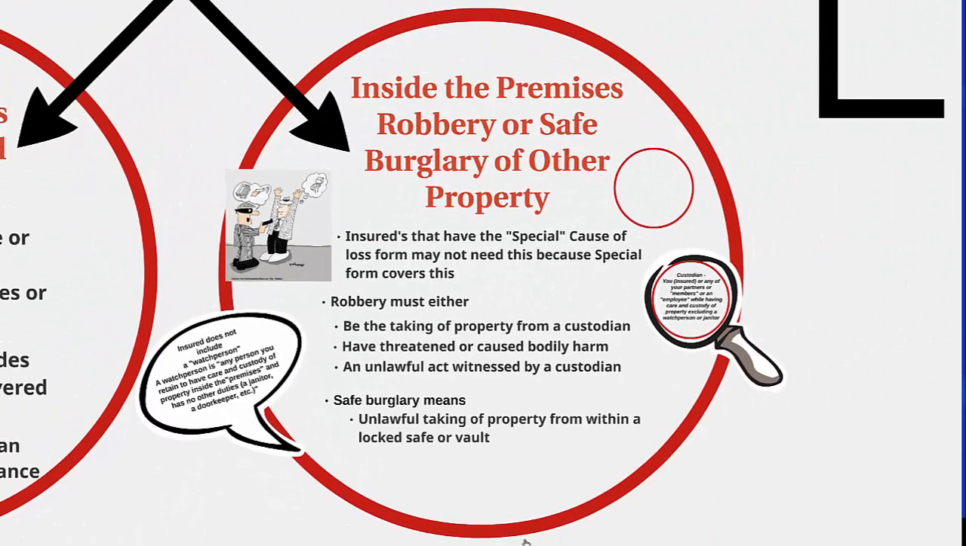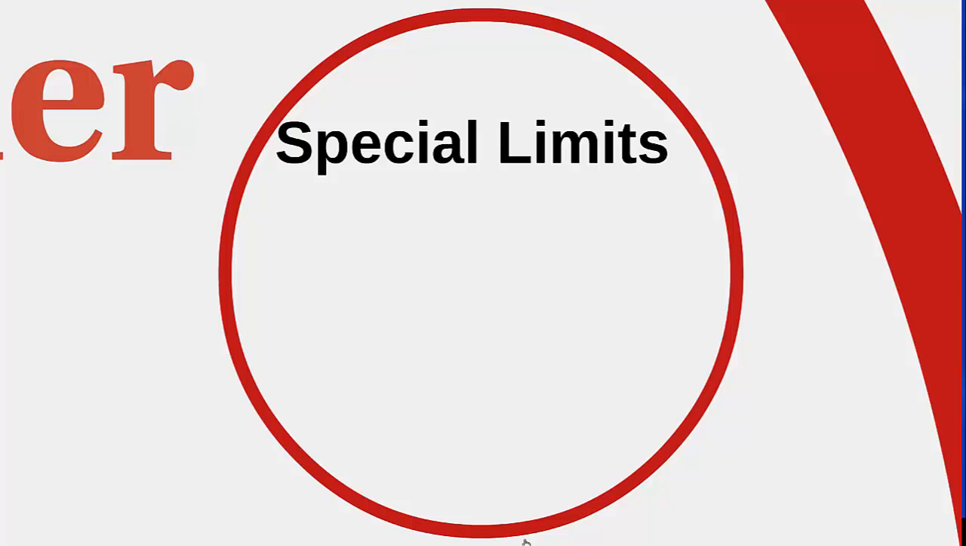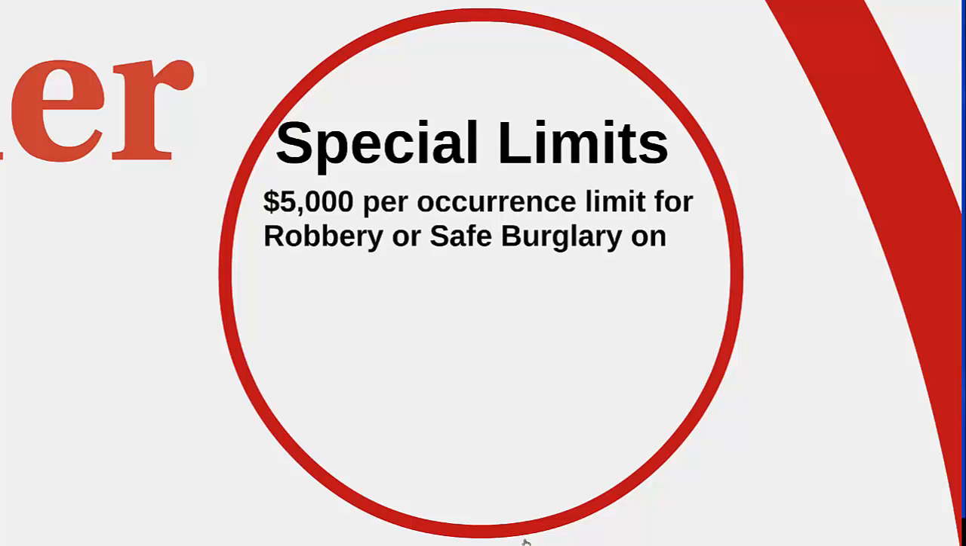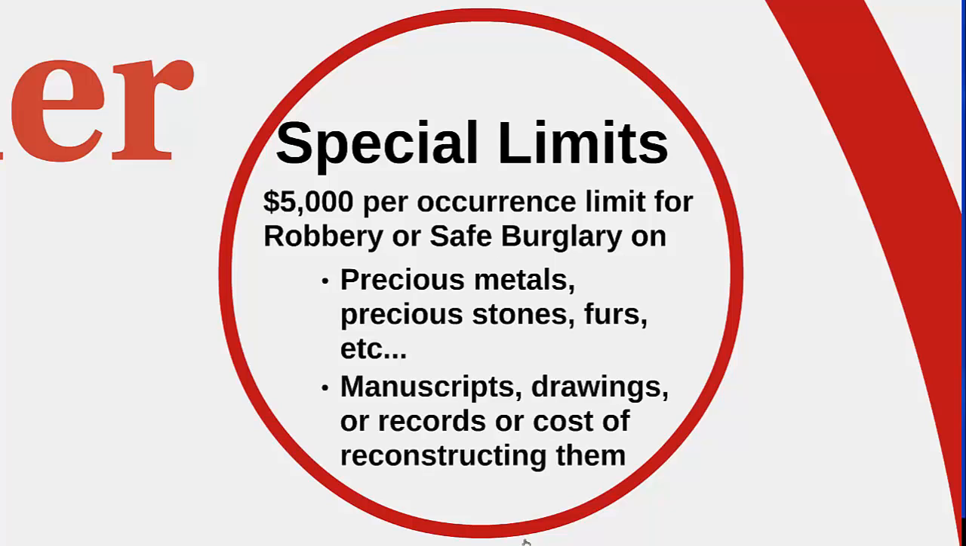Now let's look at safe burglary. Safe burglary means the unlawful taking of property from within a locked safe or vault. There must be marks of forcible entry into the safe or vault. In other words, this shows the insured has not just faked the loss. There are some special limits under this insuring agreement. There's a $5,000 per occurrence limit for robbery or safe burglary on precious metals, precious stones, and furs and the like, and manuscripts, drawings, or records, or the cost of reconstructing them.